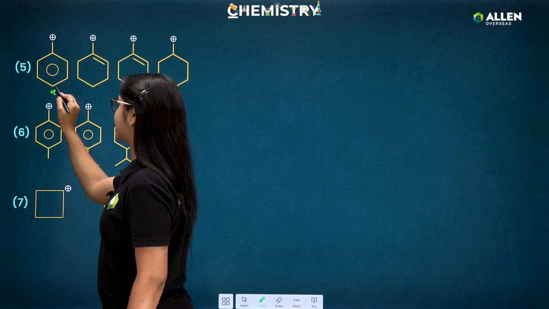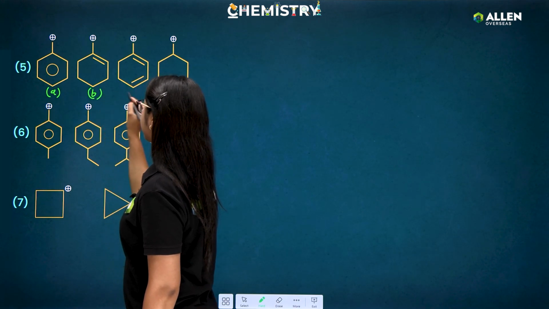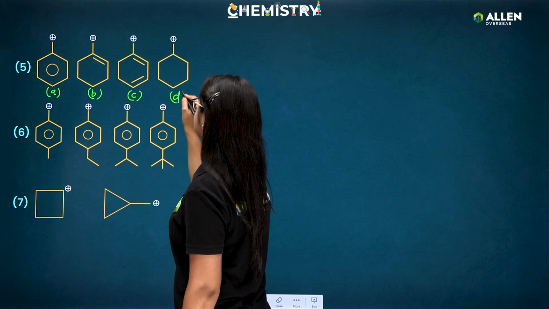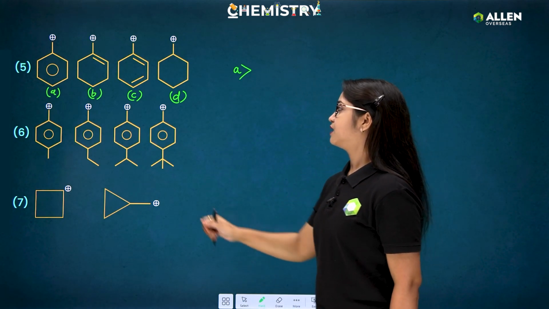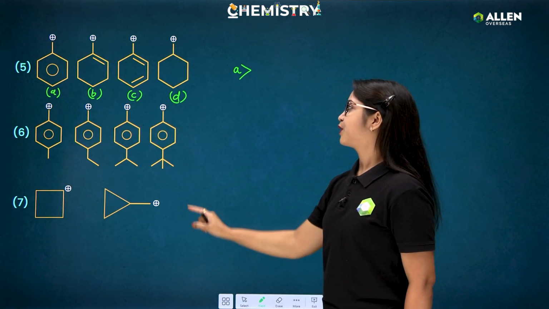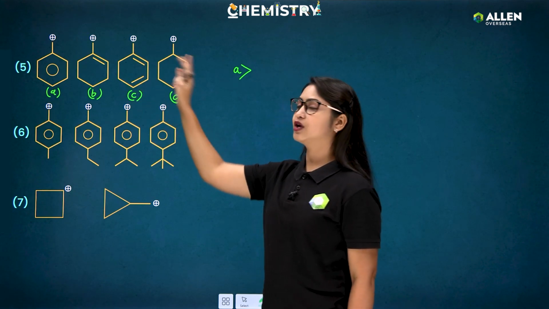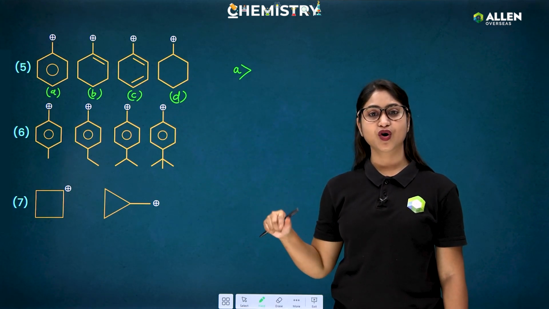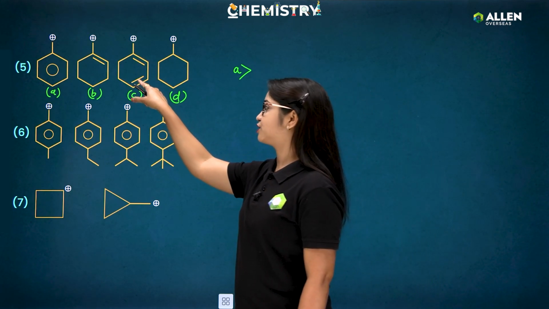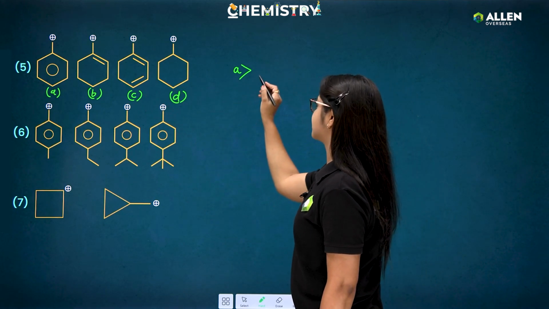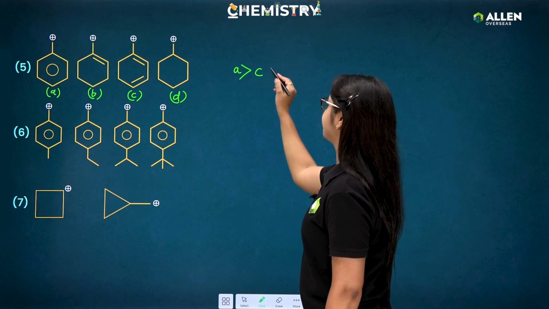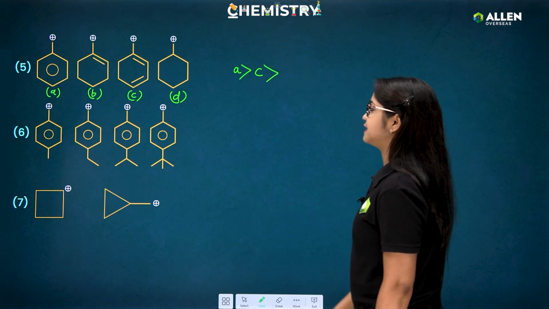So let's say this is A, this is B, this is C, and this is D. So we are saying that A is maximum stable. Now as compared to B, C and D, in C you have two double bonds, so there will be more conjugation, or we can say extended conjugation. So that's why C will be more stable as compared to B and D. So after A you have C.